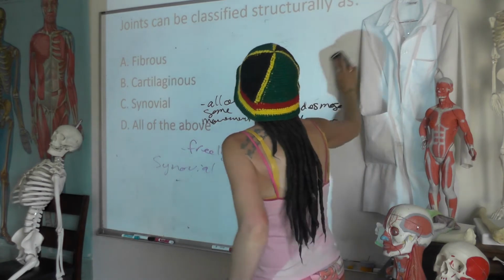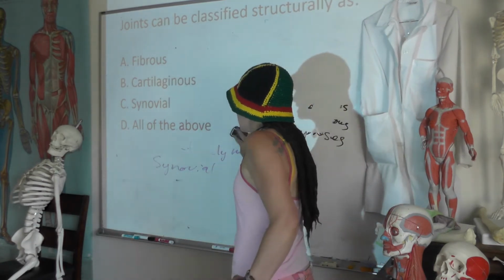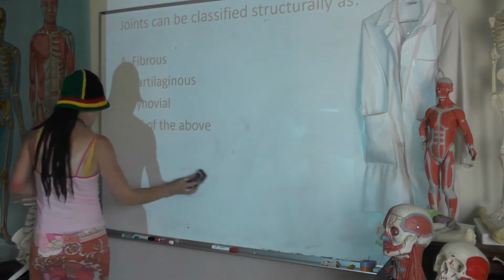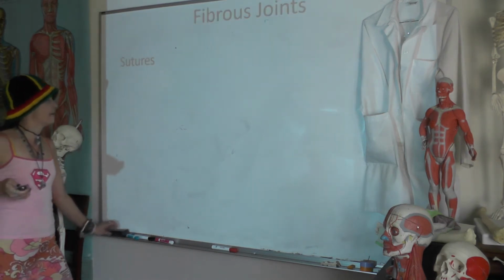Quick question for you. Joints can be classified structurally as A, fibrous, B, cartilaginous, C, synovial, D, all of the above. Yeah, you're right, all of the above. Great job.